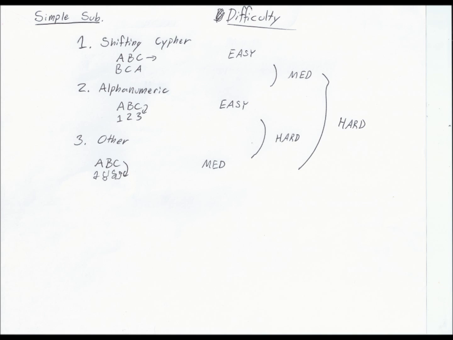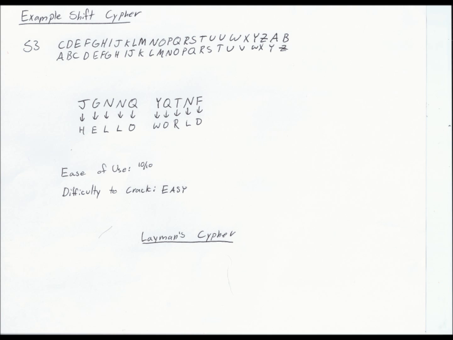You can also combine ciphers, so you can have a shifting cipher and an alphanumeric cipher that are then translated into symbols if you want to, to increase your level of difficulty there, and different amounts of combinations can produce different levels of difficulty. An example of a shifting cipher is this one here.